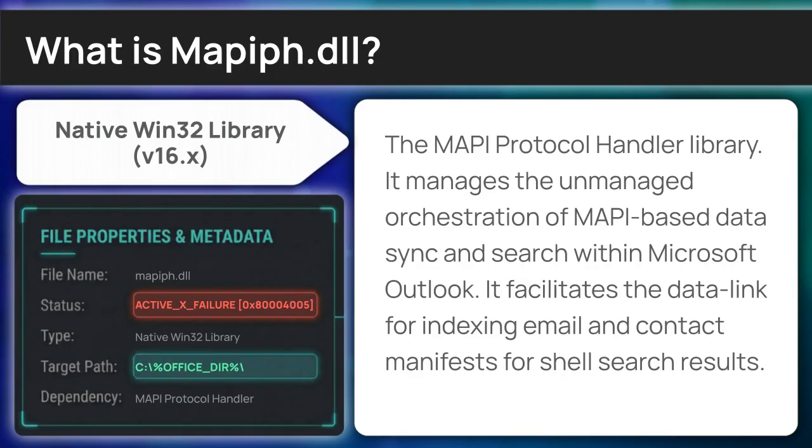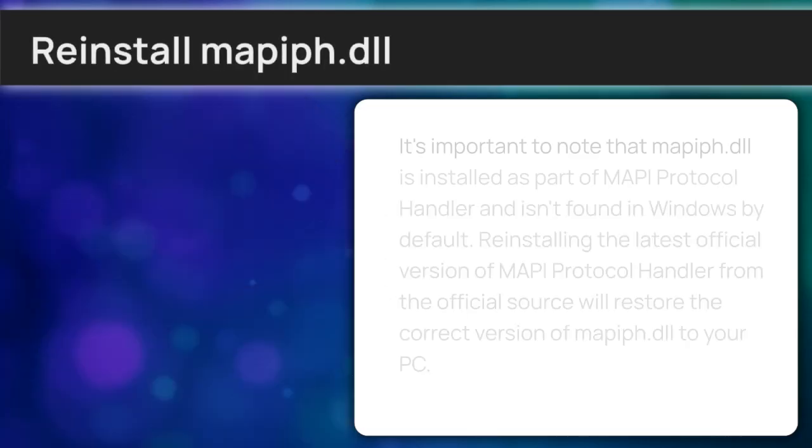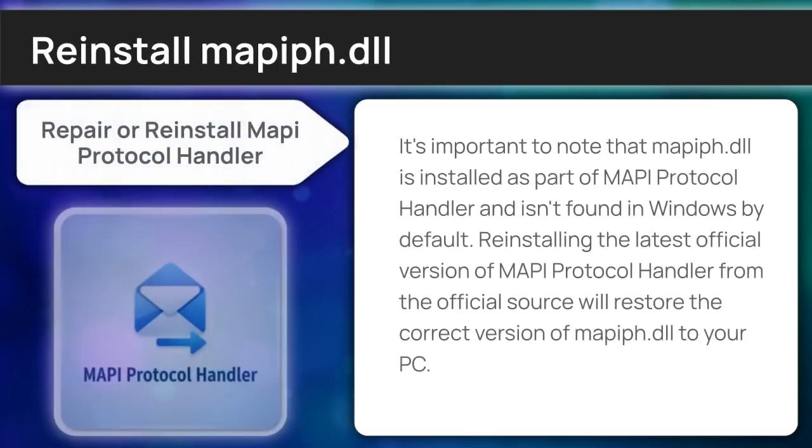Now let's dive into the solution, starting with a standard reinstallation. It's important to note that MAPI Library DLL is installed as part of MAPI Protocol Handler and isn't found in Windows by default. Reinstalling the latest official version of MAPI Protocol Handler from the official source will restore the correct version of MAPI Library to your PC.